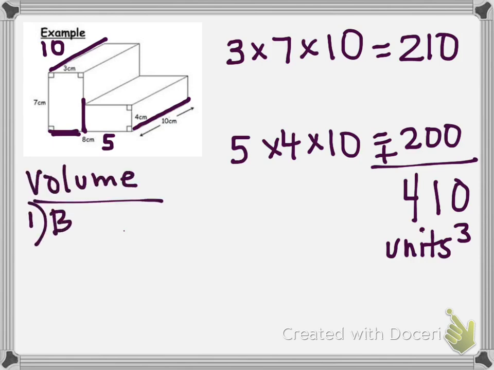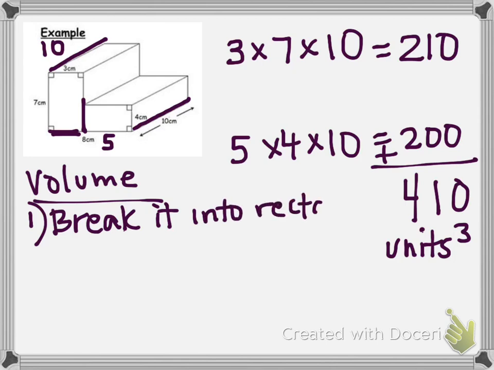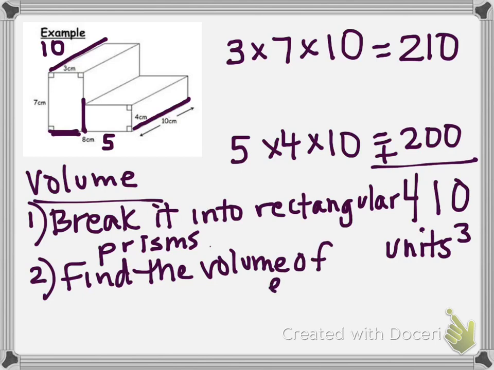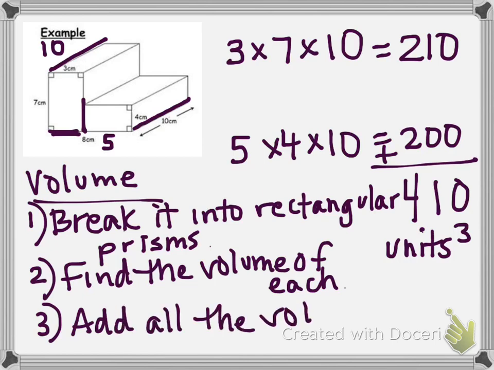So the key when I'm finding the volume of a composite figure is to break it into shapes, into rectangular prisms. Pardon my terrible handwriting. Then you're going to find the volume of each. And third step is you're going to add all the volumes together. And that is how you find the volume of composite figures.